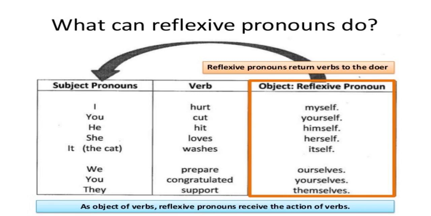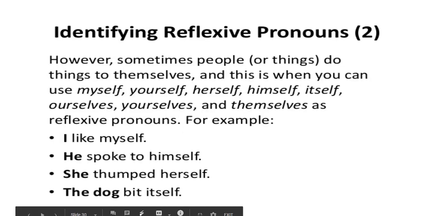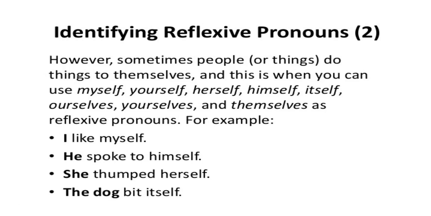In most sentences, somebody does something to someone else. For example, I like him. He spoke to her. The dog bit her. However, sometimes people do things to themselves, and this is when you can use myself, yourself, herself, himself, itself, ourselves, yourselves and themselves as reflexive pronouns. For example, I like myself. He spoke to himself. She thumped herself. Thumped means hit or strike. The dog bit itself.